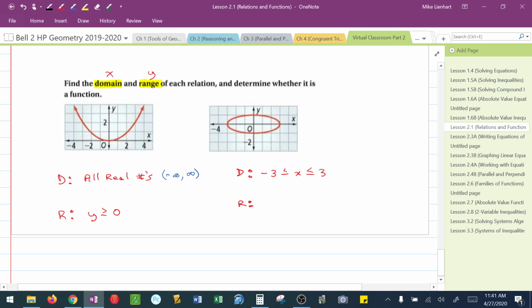Now, what about the range? Range means I got to start looking vertically, up and down. Well, the low boundary would be -1 is less than or equal to y. Range, remember, deals with y's, so I'm going to use the variable y, and it goes all the way up, but it doesn't go above 1. And that would be my domain and range for that particular picture.